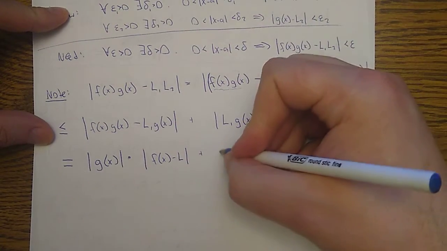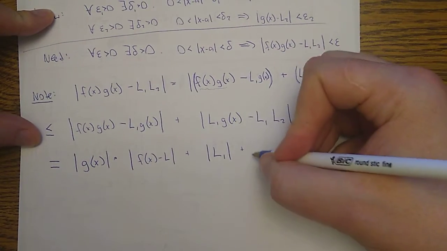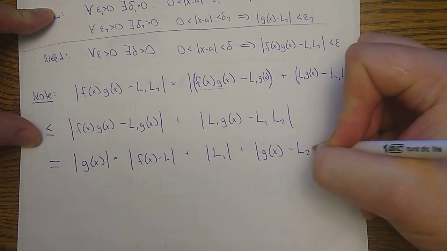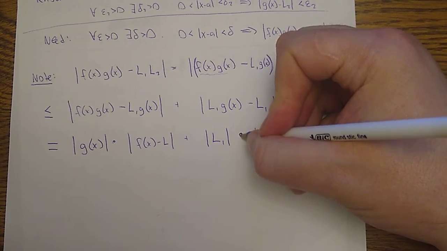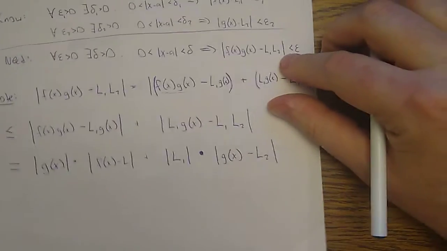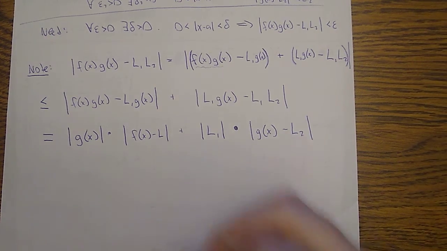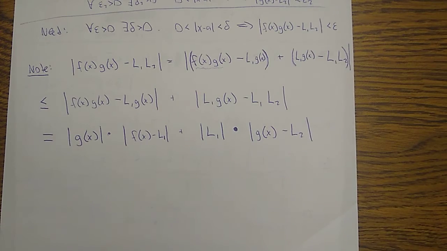And then this one is the absolute value of L1 times the absolute value of g of x minus L2. Whoops, times. Right? Oops, I'm being bad here. L1. Okay, I don't see any more mistakes for the time being.